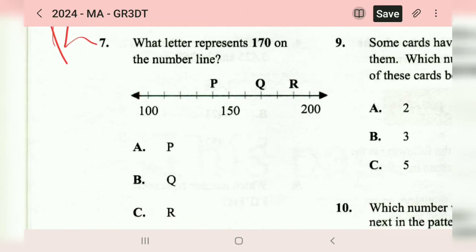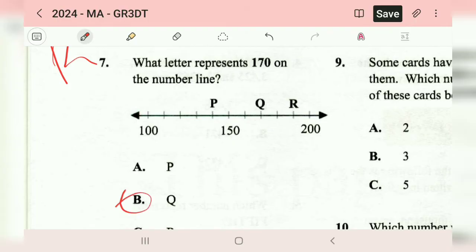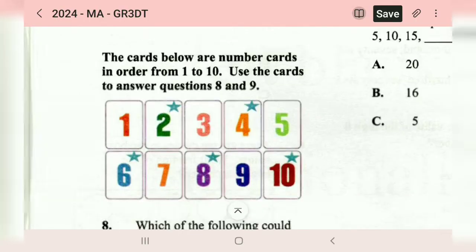170. So if 150 is here, which letter represents 170? Boys, I'm waiting on you for this one. Or is it ladies before gentlemen? Girls, go ahead. Which is 170? Oh, good. It's going to be Q, of course. Can't be anything else. Moving on to number 8.